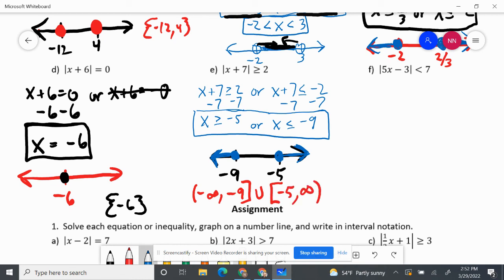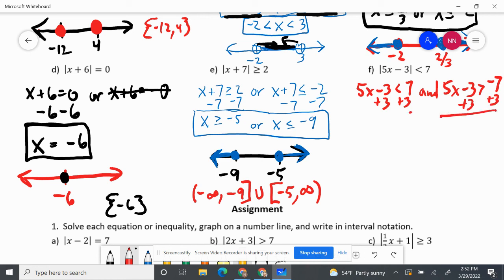So for letter F, first thing that we're going to do is write our 2 inequalities. The 5x minus 3 is less than 7. It's an and statement. And I have 5x minus 3 is greater than negative 7, I switch the inequality and I change the sign. So once again, I'm going to add the 3. I do both at the same time. And that gives me 5x is less than 10. 5x is greater than negative 4.